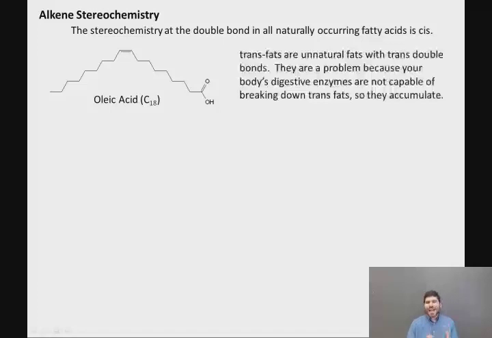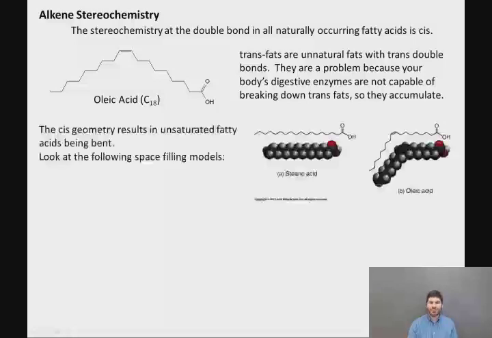And you may have heard of this concept, especially in the realm of nutrition, of trans fats. Well, trans fats are unnatural fats with trans double bonds, and I'll talk a little bit more later about how we get trans fats. But they are a problem because your body's digestive enzymes are not capable of breaking down trans fats. The enzymes are specific for the shape of the cis fatty acids. So as a result, trans fats will actually accumulate in your arteries and they can cause problems there.